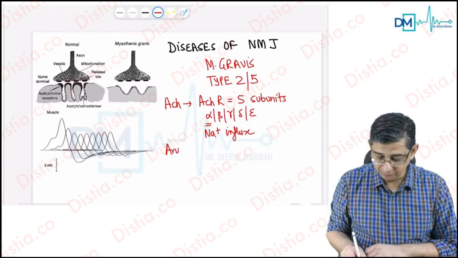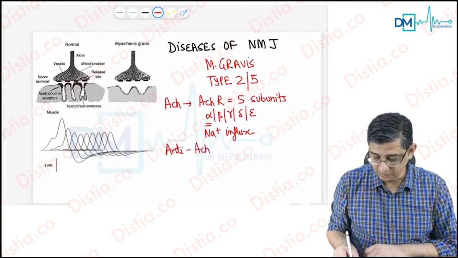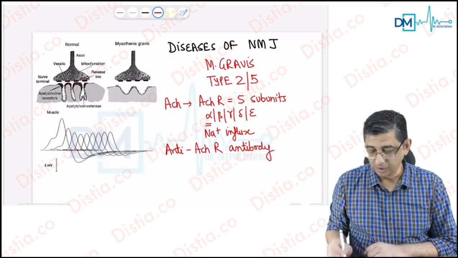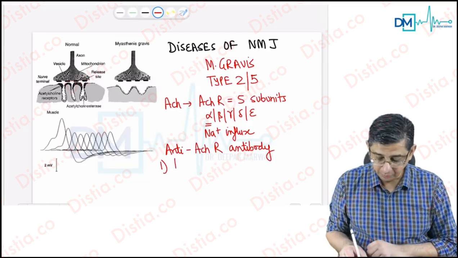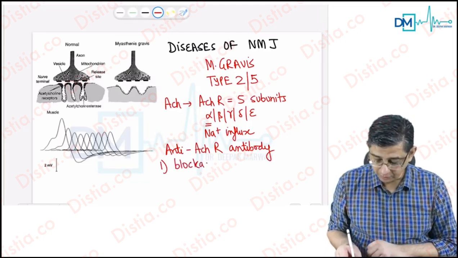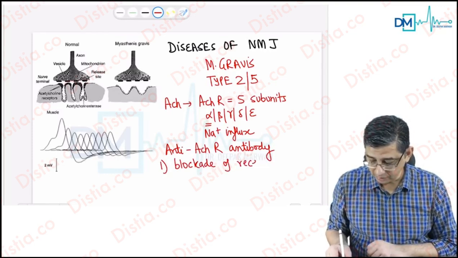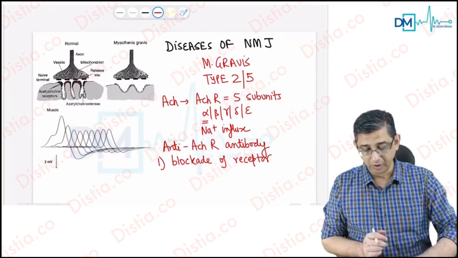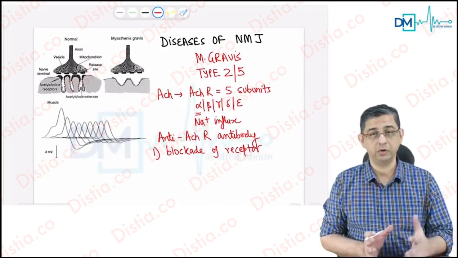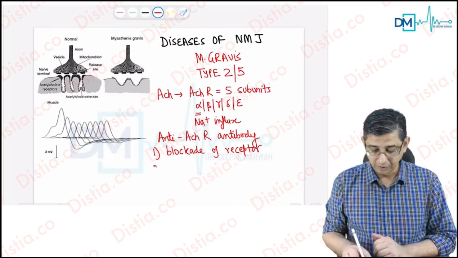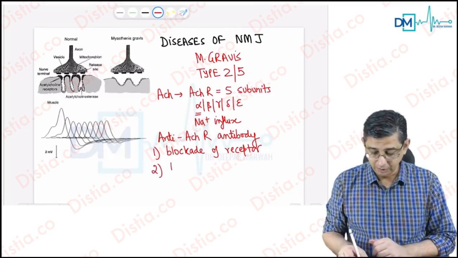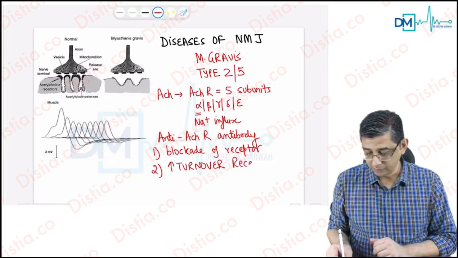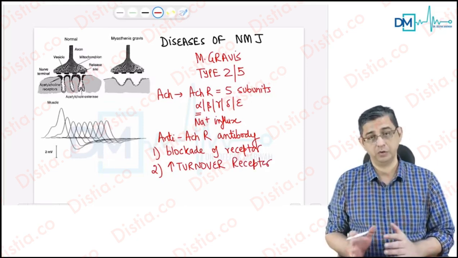In this condition, we have antibodies which affect this acetylcholine receptor. So the name is anti-AChR, that is anti-acetylcholine receptor antibody. The function of this antibody is, first, it will cause blockade of the receptor. What I mean by blockade is that it will mainly affect the alpha subunit, and therefore the depolarization will be affected, and the contraction of muscles will be significantly reduced, what we call myasthenic fatigue. The second problem is an increase in the turnover of the receptors as well. Therefore, the time for which the acetylcholine is able to activate the receptor will also be substantially reduced.